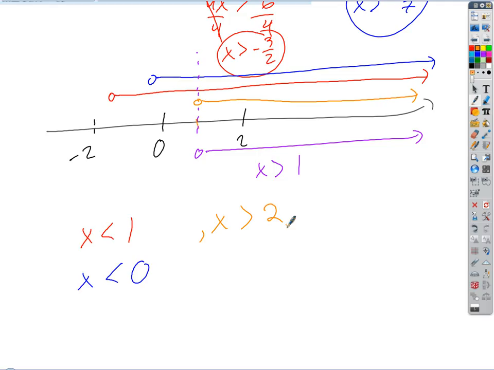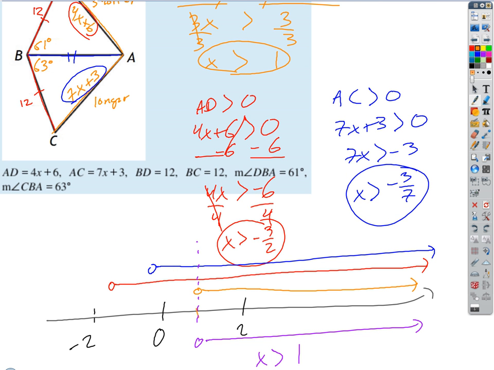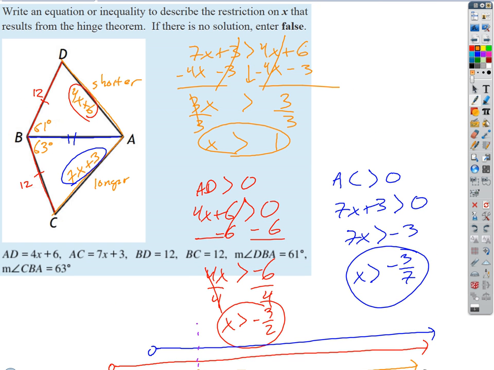So what do you think the answer in that case is? False. Yeah, the answer, if you look at the instructions, if there's no solution, there wouldn't be any solution. No values of X would work. Okay, make sense? All right, we're done. That's chapter 5. That's a wrap.